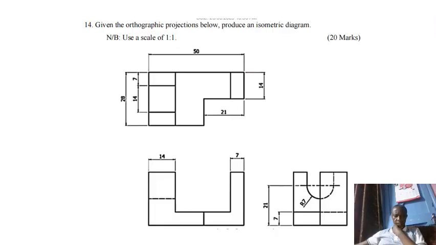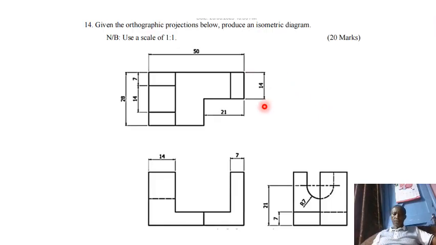Now, question number 14. This is also a question of turning an orthographic diagram into an isometric diagram. So given the orthographic projection below, produce an isometric diagram. Use a scale of 1:1. That means that you are just going to measure as it is and produce it with the same measurements and scale as it is, full size.